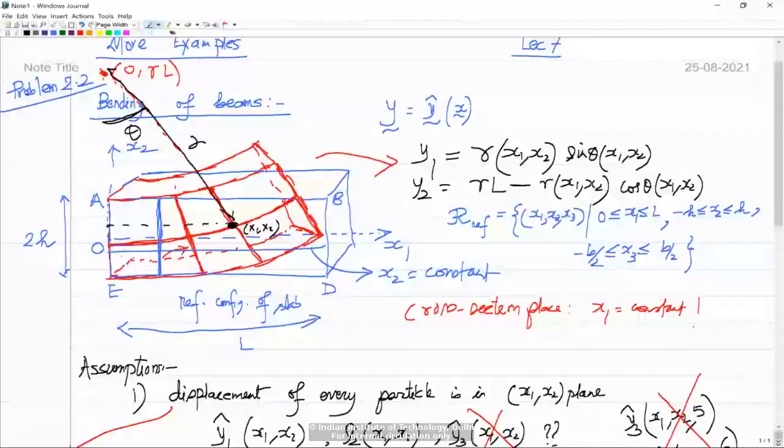So here is the origin. This is your y2, and that's your y1. And you can see that y1 is indeed radius times sine theta, and y2 is that full radius, or gamma L, I should say gamma L, because that's where the center of the circle is, gamma L minus radius times cos theta.